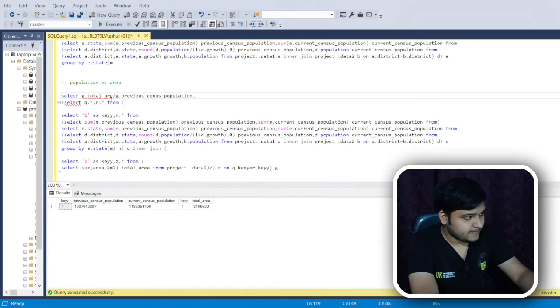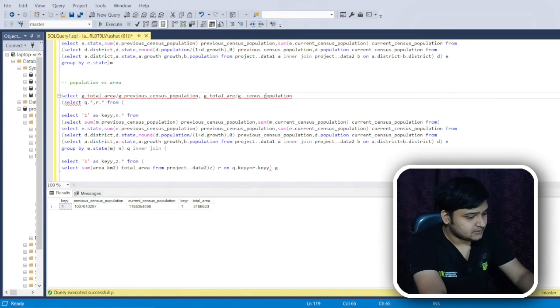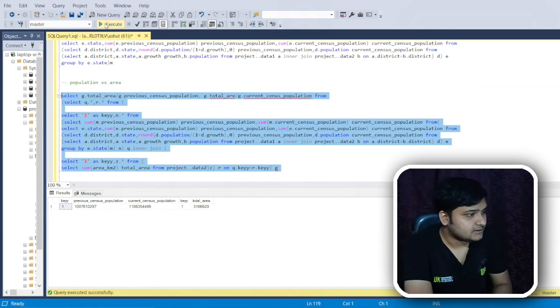Similarly, I would just copy this, and this is the current census population. And from this query I would just do this. I would run the query here.